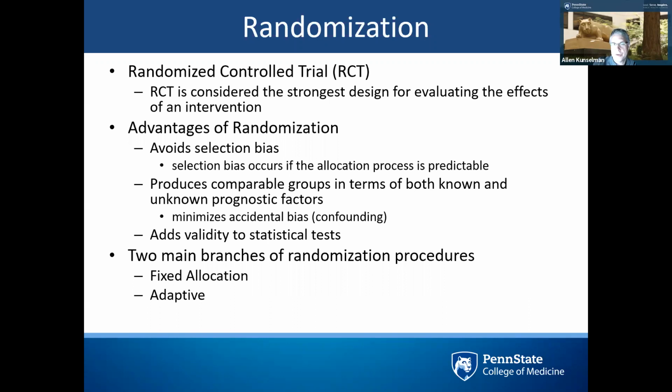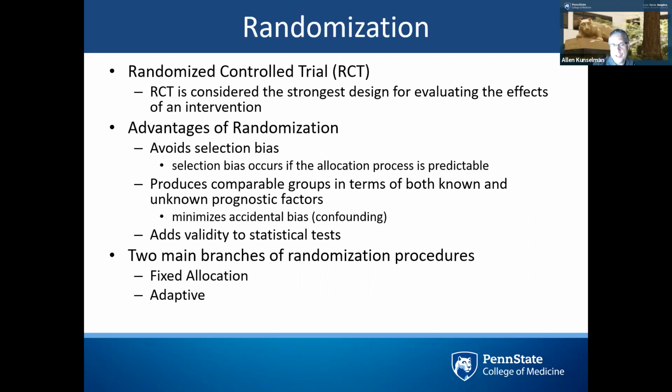A randomized controlled trial is considered the strongest design for evaluating the effects of an intervention. An advantage of randomization is that it avoids selection bias, where selection bias occurs if the allocation process is predictable. For example, if you thought you were doing a randomized study and you assign everybody treatment A on odd days of the month and everybody else treatment B on even days of the month, that's predictable, because as a physician or researcher, you would know that those on odd days get treatment A and even days get treatment B. That would be a selection bias. So good randomization will avoid that.